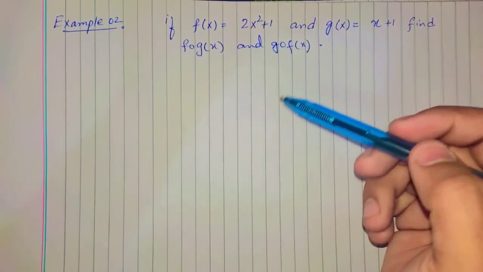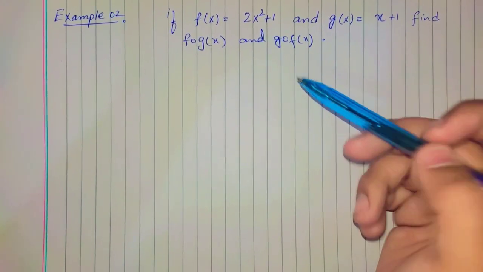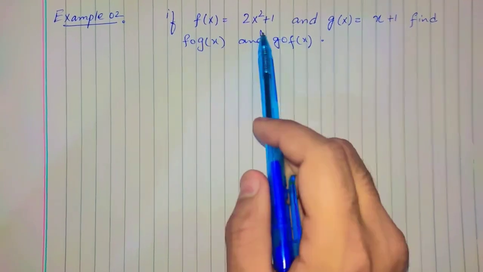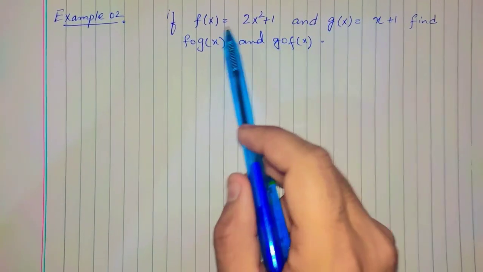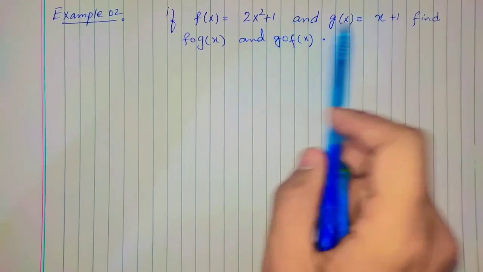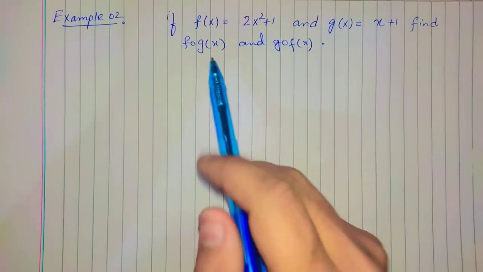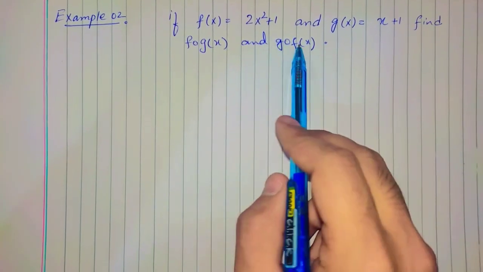Now come to example number 2, which is an example of functions. In this question you are given two functions, f of x and g of x, with f of x equals 2x squared plus 1 and g of x equals x plus 1, and you are supposed to find f of g of x and g of f of x.